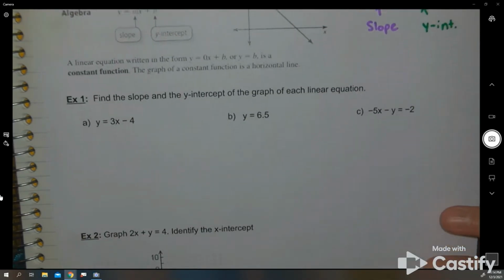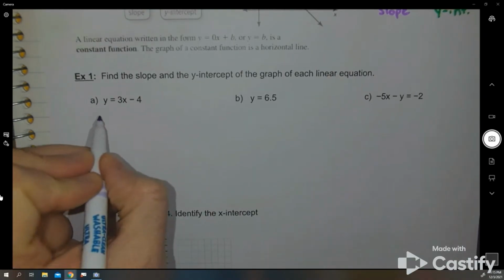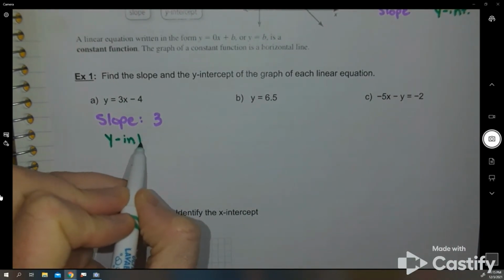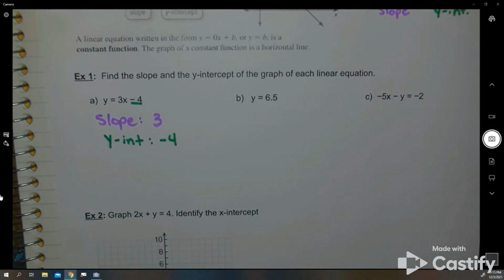So if we're looking at equation A, it says find the slope and the y-intercept of the graph of each linear equation. Okay, so if I'm looking at letter A, I have y = mx + b format, so my slope is 3, and my y-intercept is negative 4. That sign in front of it tells me if it's positive or negative.